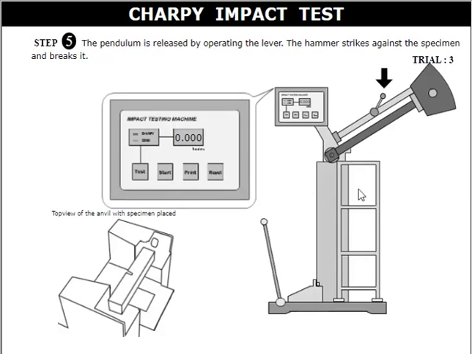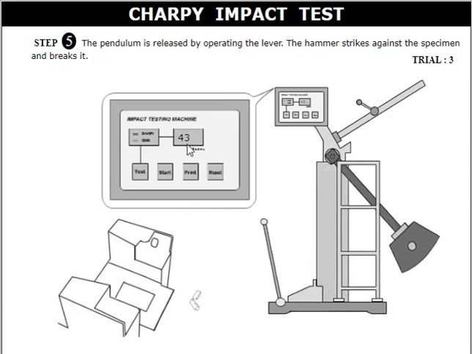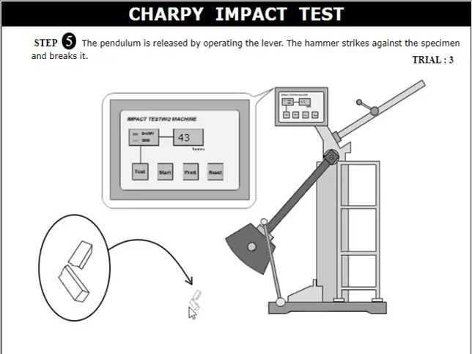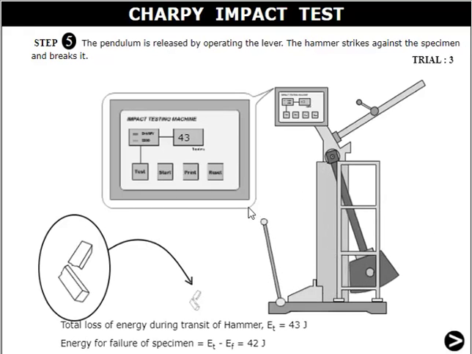Then here we can see the energy we will get once the striker strikes onto the sample. So by using that lever we can release the pendulum so that we will get the energy after striking. So we get 43 joule energy. The sample breaks down in trial number 3. So the total loss of energy during the transit of hammer, Et, is equal to 43 joule.